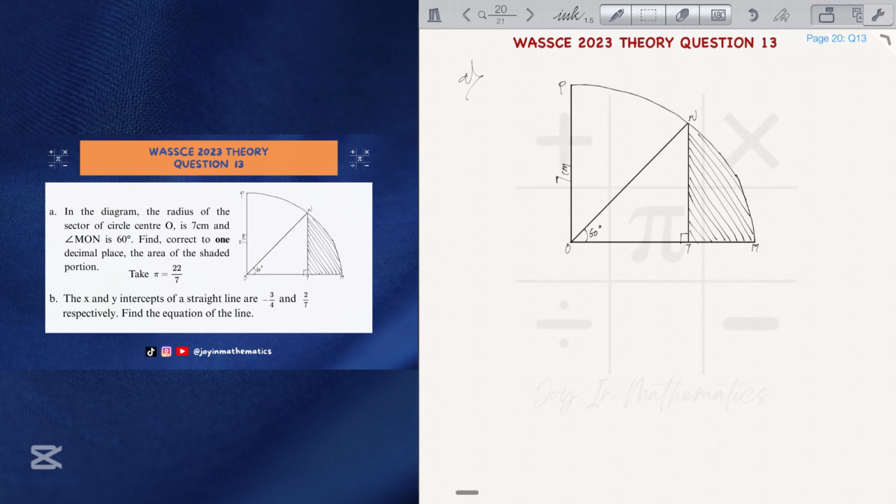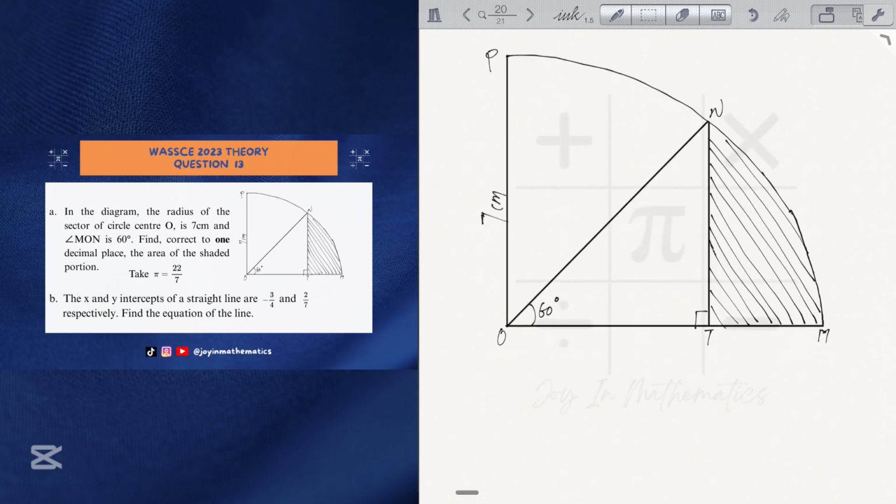Now we are proceeding on to WAEC 2023 theory question 13. So this is the final question in the theory section. Now we're given a diagram. It says the radius of the circle of center O is 7 centimeters. So we have 7 centimeters as the radius. The circle is of center O.